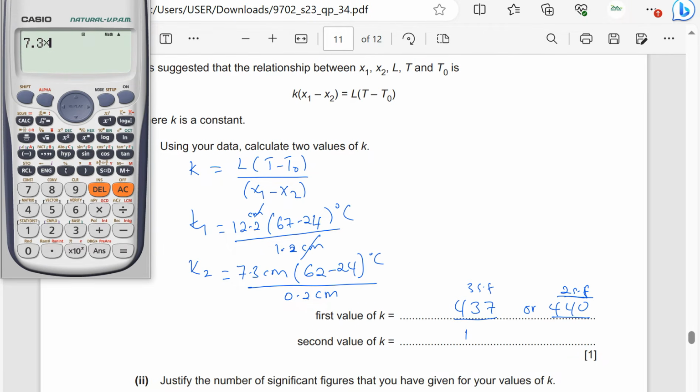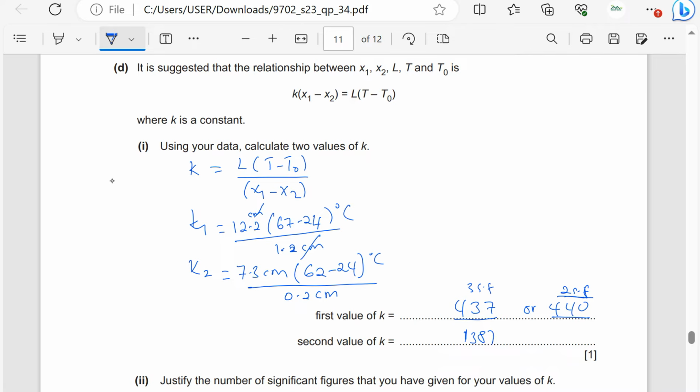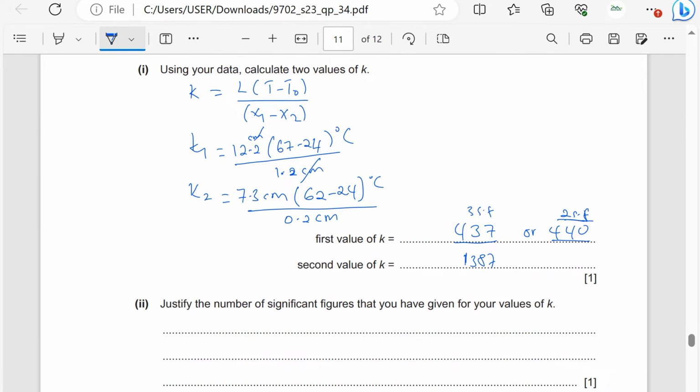7.3 times (62 minus 24) divided by 0.2. So this is 1387, which is extremely big. Okay, so justify the number. I really don't like to use this result.